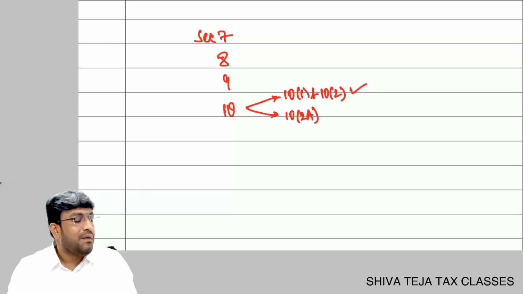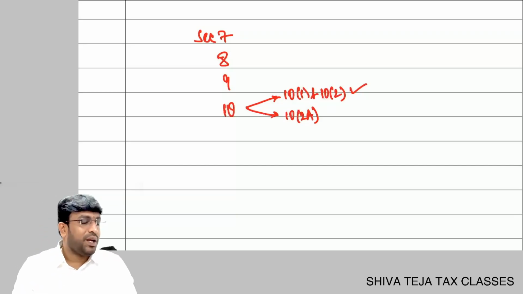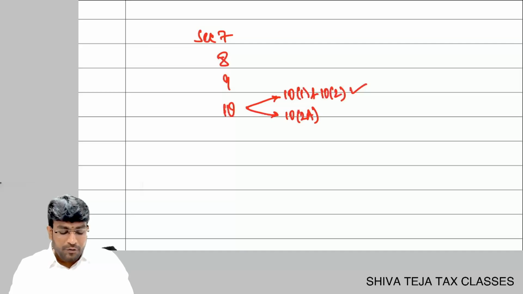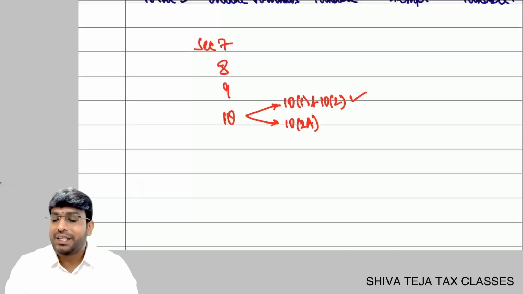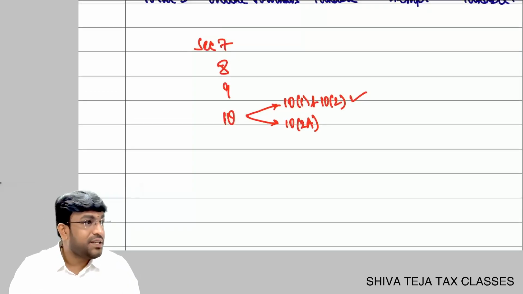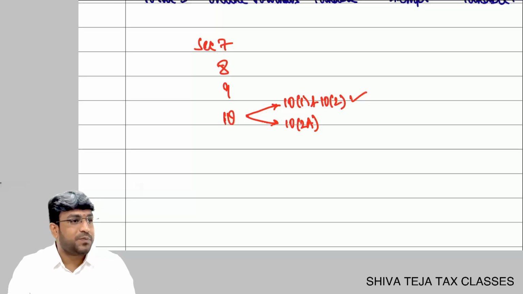Correct, my dear friends? Manufacturer, what is the rate of GST? 0.5% plus 0.5% of total turnover. Trader, 0.5% plus 0.5% of taxable turnover. Then restaurant and catering service provider, 2.5% plus 2.5% of turnover. 10-2A, what is the GST rate?